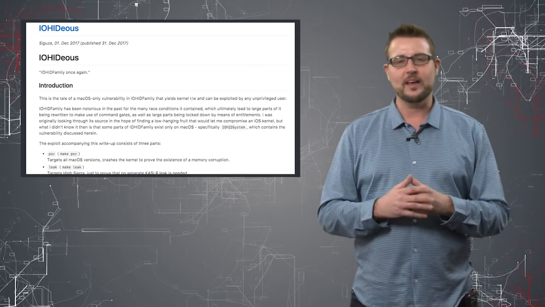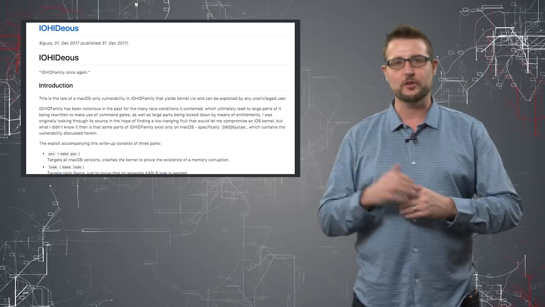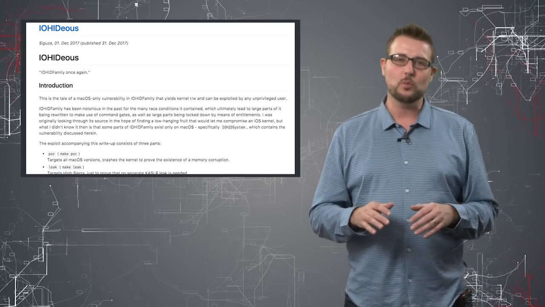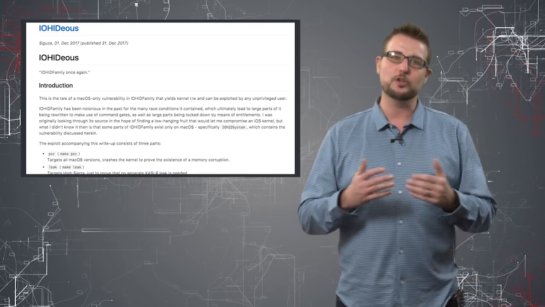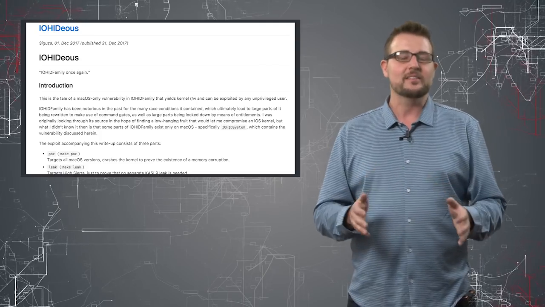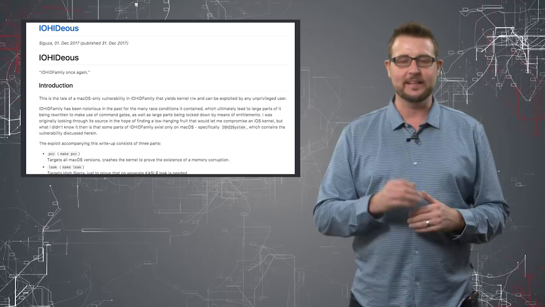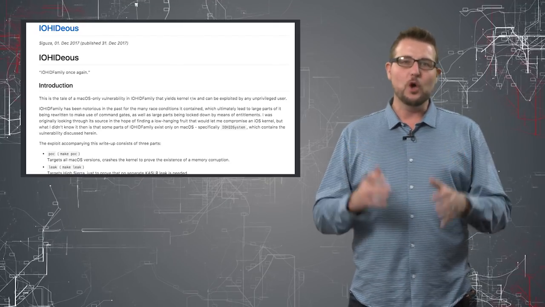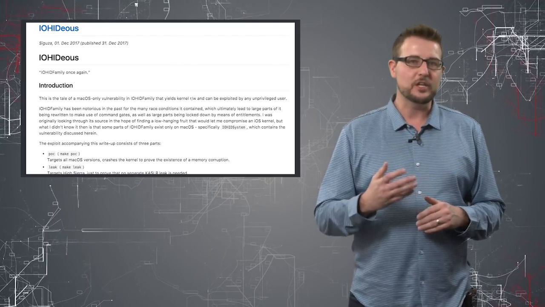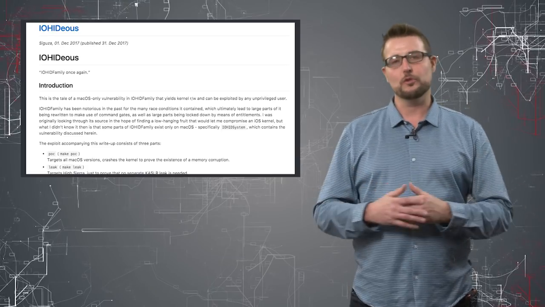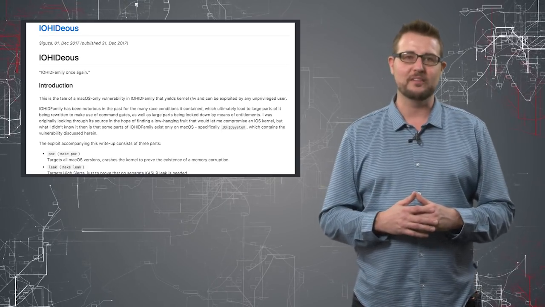I won't go into all the technical details, but essentially this researcher found a vulnerability in one of the kernel modules used for human interface devices, something called IOHID. And he calls this flaw IOHIDeous. Basically, if a local attacker can execute code, they can gain full root privileges to your Mac OS X device.